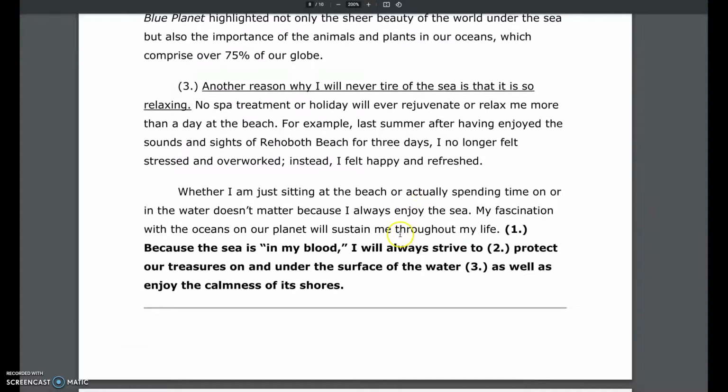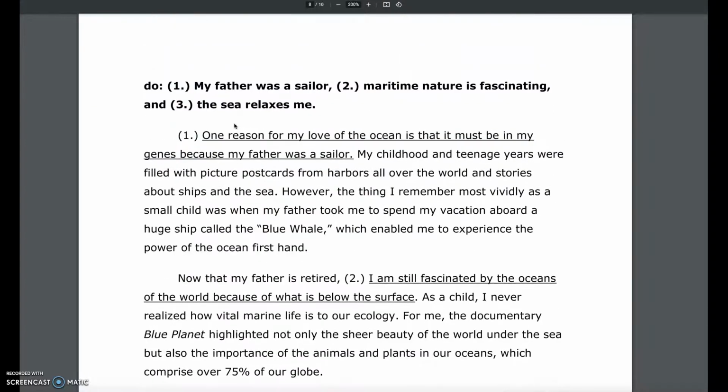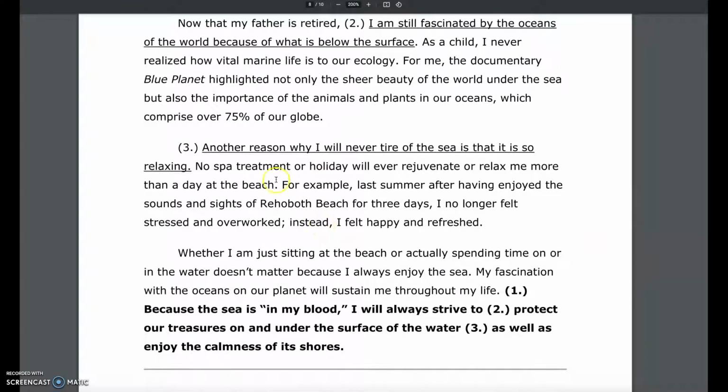The next body paragraph goes: another reason why I will never tire of the sea is that it is so relaxing. This topic sentence provides the last reason the author loves the ocean and is also connected to the third subtopic of the thesis statement. No spa treatment or holiday will ever rejuvenate or relax me more than a day at the beach. For example, last summer, after having enjoyed the sounds and sights of Rehoboth Beach for 3 days, I no longer felt stressed or overworked. Instead, I felt happy and refreshed. So we see that the topic sentence again is followed by a major idea that confirms how relaxing the sea or the ocean is for the author, and then provides an example.